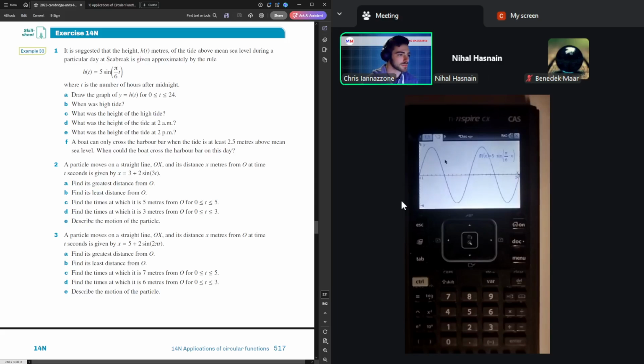So if we have a look at the definition... Oh, yeah, go ahead, Nihal. We look at the period. Yeah, the high tides are a period away from each other, each separated by one period. Peak to peak, trough to trough, yep. You're doing 1B, right? Yeah, 1B. When was high tide?